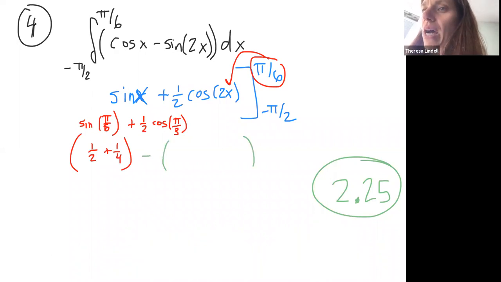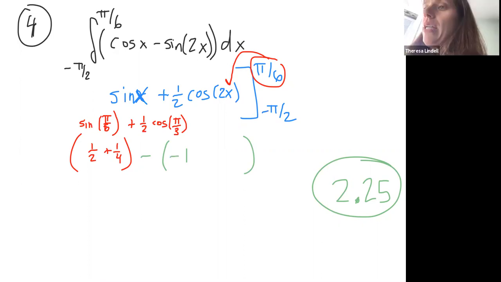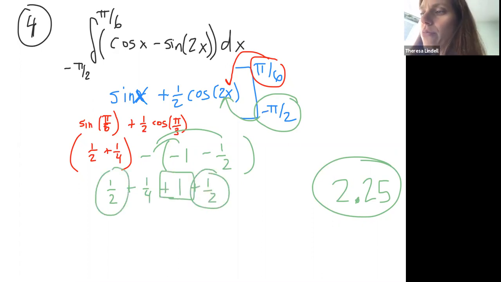When you plug negative pi over 2 in, sine of negative pi over 2, I'm pretty sure is -1. That's negative. And then when you plug that in right here, that turns into negative pi, and -180 and positive 180 are the same thing. And cosine of pi is -1. So -1 times a half is -1/2. And so then you just distribute this and you've got a half plus a fourth plus 1 plus a half. And that's 2 and a fourth.